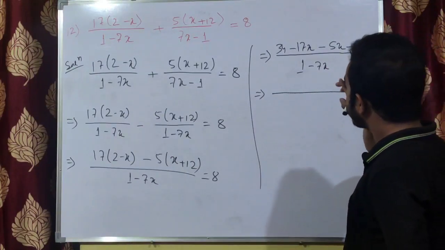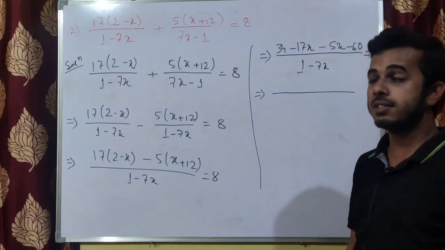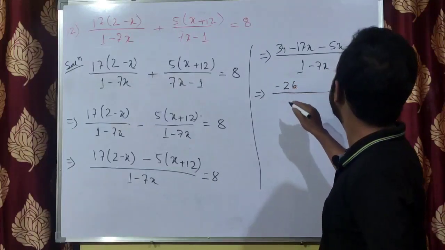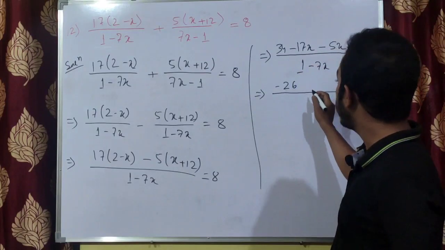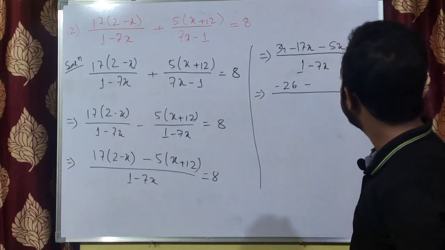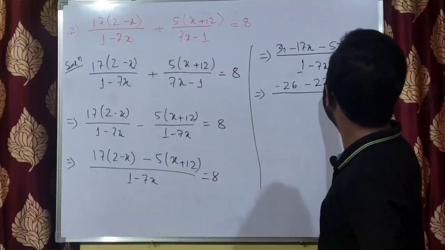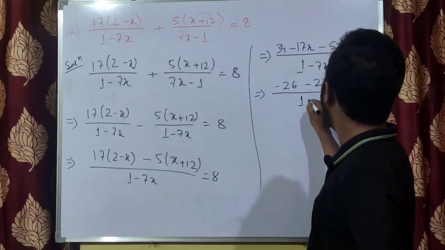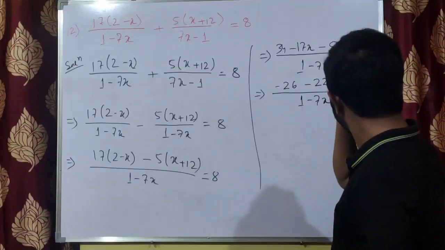Look, 34 minus 60 is how much? 34 minus 60 is what? Minus 26, right? Then minus 17 minus 5x, minus minus plus, but sign will be minus. So 17 plus 5 is how much? 22. 22x divided by 1 minus 7x equals 8, right?